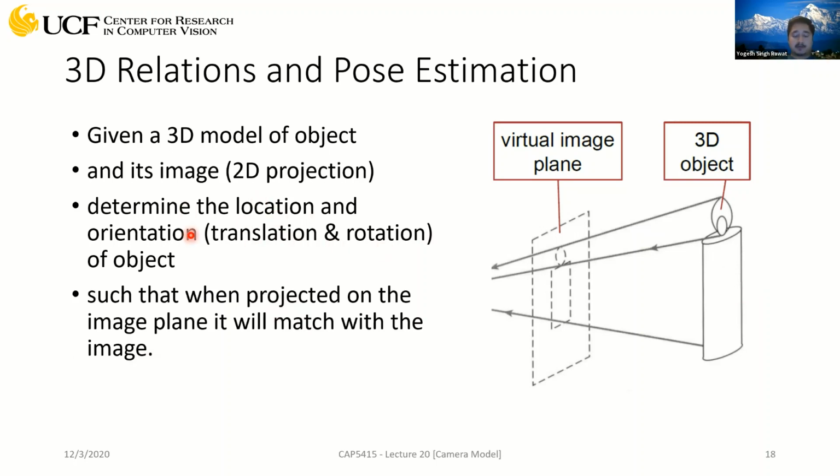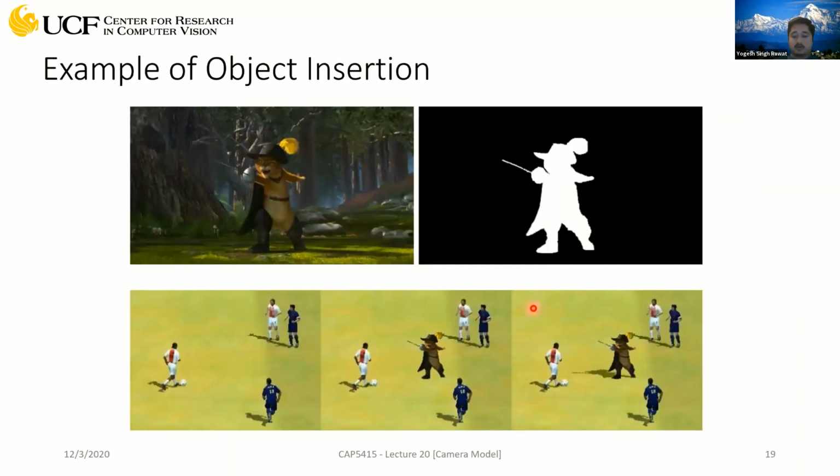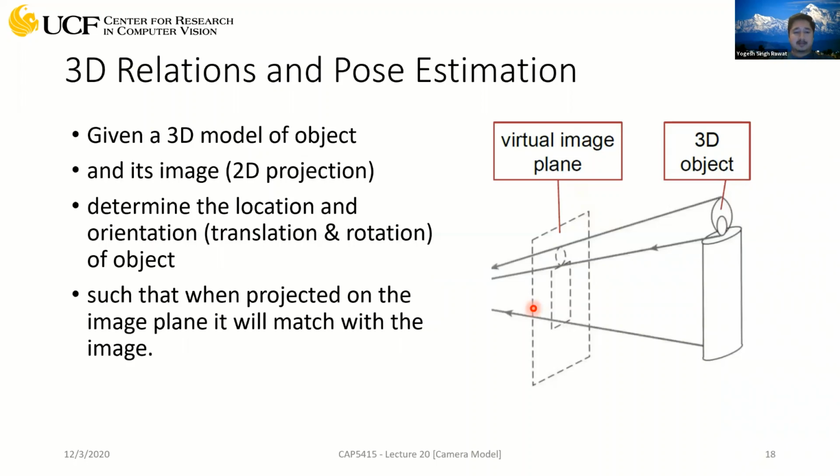And if we have determined the actual translation and rotation, then the projection should be exactly the same as the projection of this object on this image plane, right? So the whole idea is we have to determine these parameters, the location and the orientation, to actually know how this 3D object is being projected into this 2D plane, right? So now one will ask why exactly we need that.